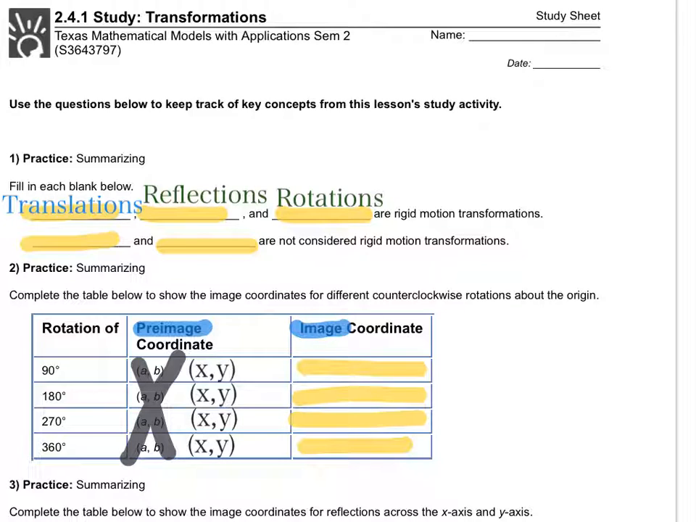Okay, dilations and stretches are not considered rigid motions. And to be honest, I really don't like that they say stretches. So I'm going to just go ahead and delete this line right here. It's really just about dilations, because a dilation is either an enlargement or a reduction of a certain object.